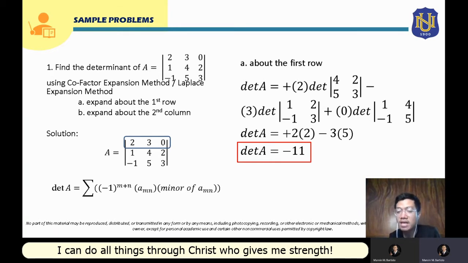This is actually the same answer that we had using the basket method. We already solved this matrix A in our previous examples using the basket method, no? So this is the same answer.